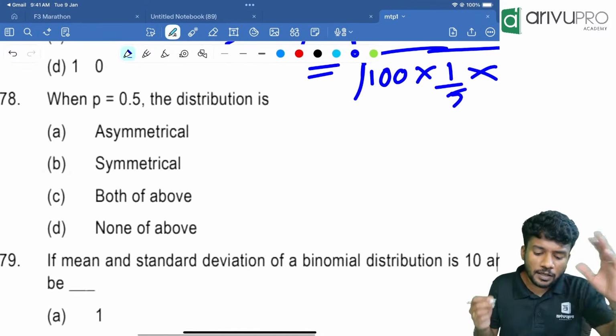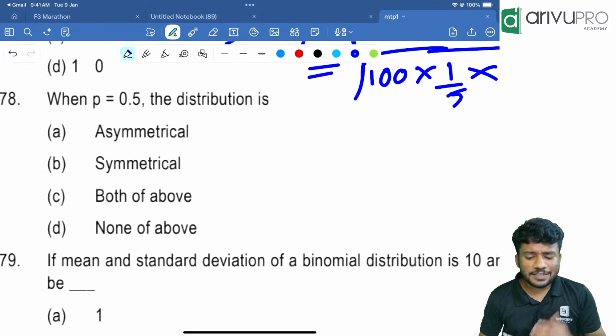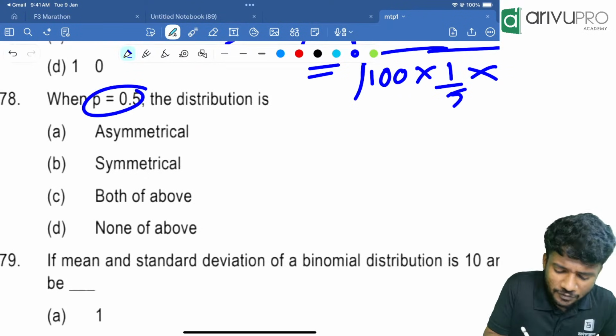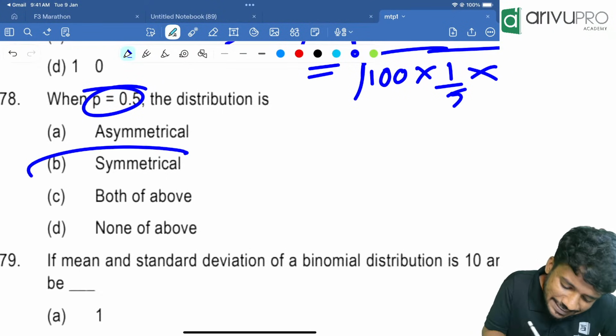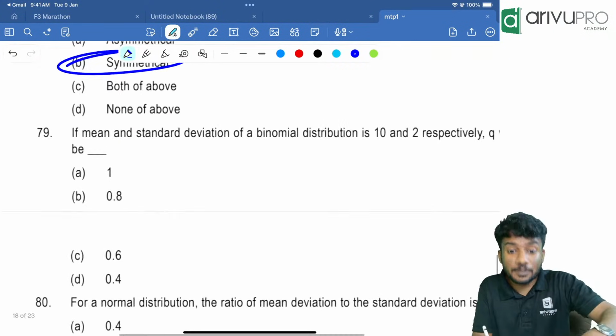Next one. When p is equal to 0.5, the distribution is what? Whenever in binomial, what happens? When p is equal to 0.5, it is a symmetrical, not asymmetrical, symmetrical.